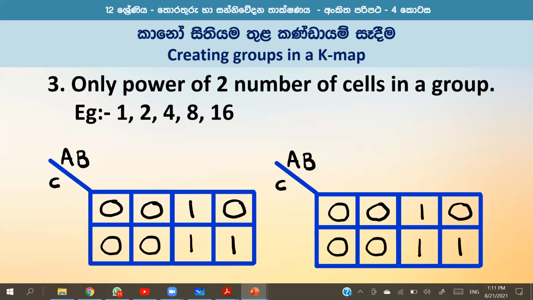And when we are grouping the things, right, we can't group the ones which is not equal to a 2 to the power. In other words, inside a group, there should be number of ones which is equal to a 2 to the power.